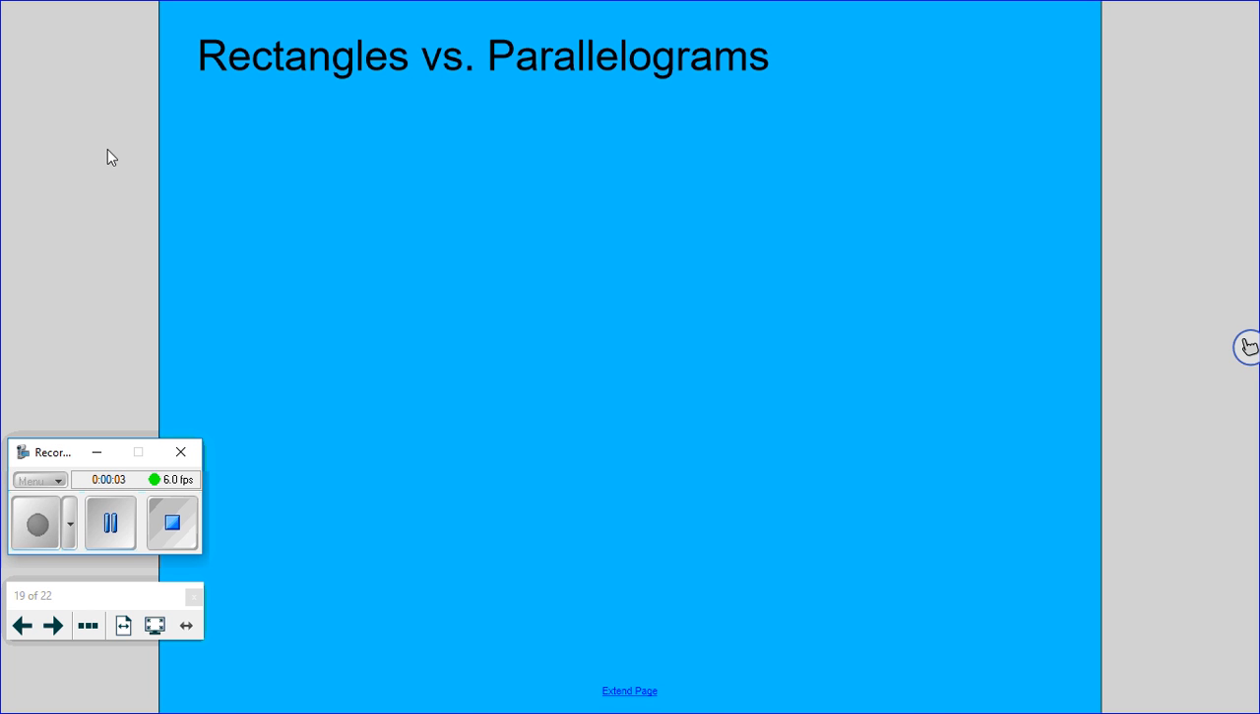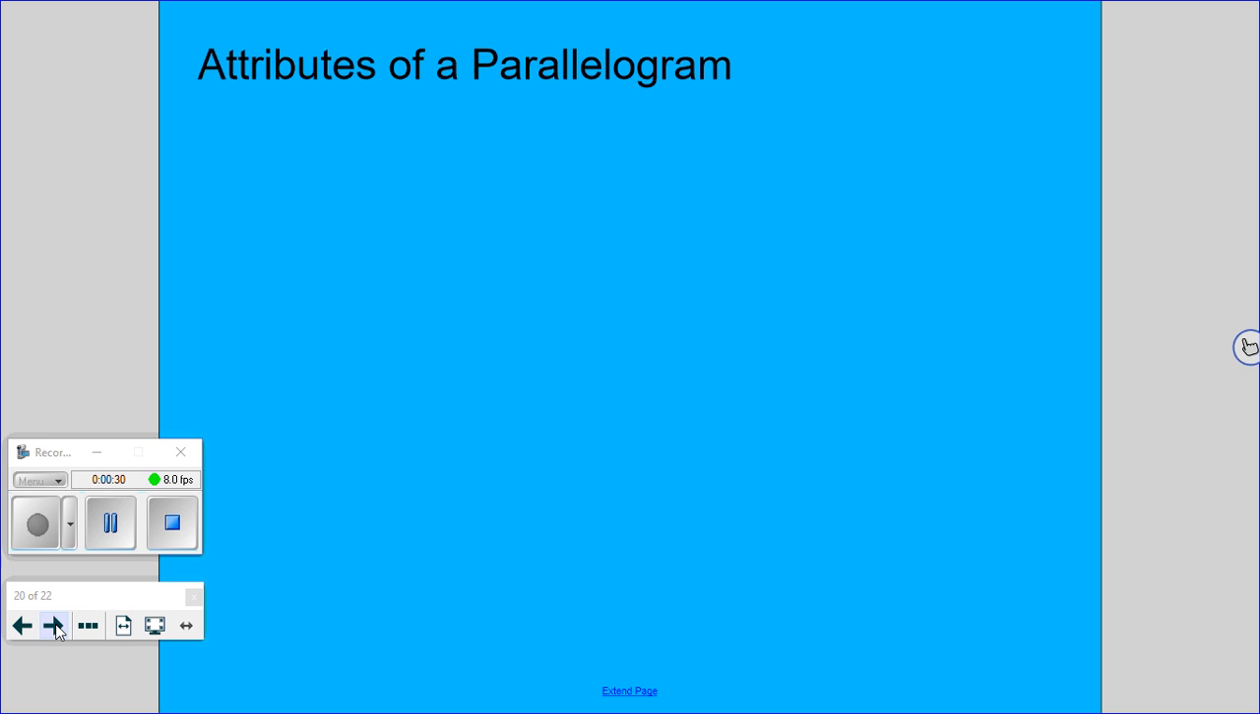Talking about rectangles and parallelograms. We should all know, or think we know, what a rectangle is. We've talked about a parallelogram. So today we're going to be talking about the attributes of a parallelogram. We're going to start there first. Alright, what are the attributes, the rules of a parallelogram?